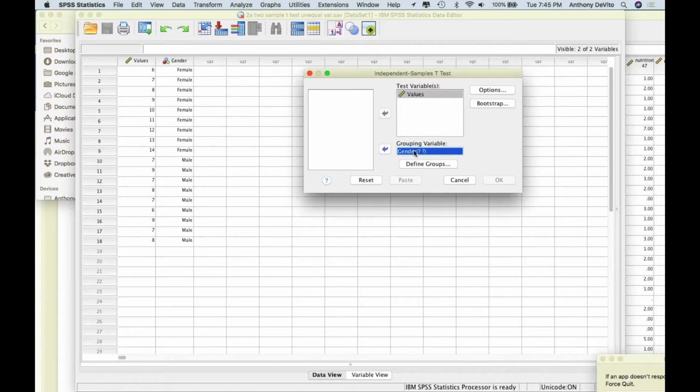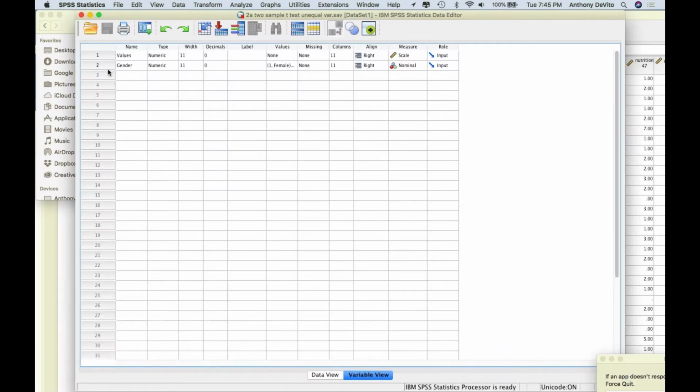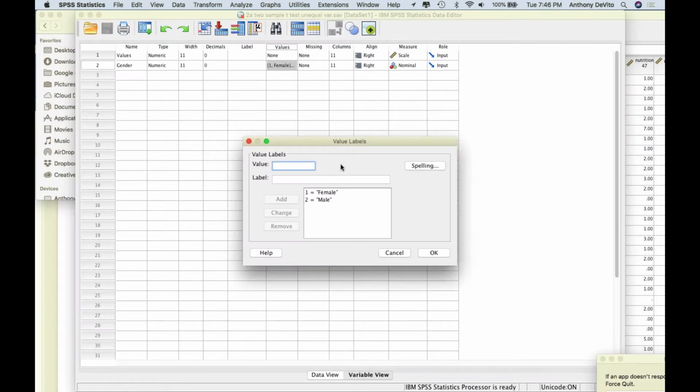I'm going to close this for a second. I'm going to cancel this. If I go to the variable view and look at gender, gender is a numeric variable, right? It's identified as a nominal variable. The name, female or male, is not really a number, but it's represented by a number. If I go over here to values and click down, I can see that the value 1 represents female and value 2 represents male.